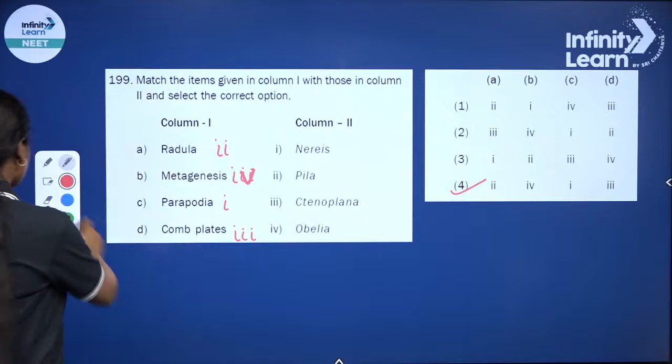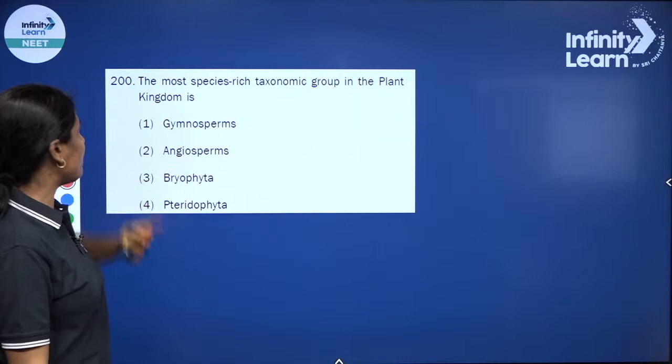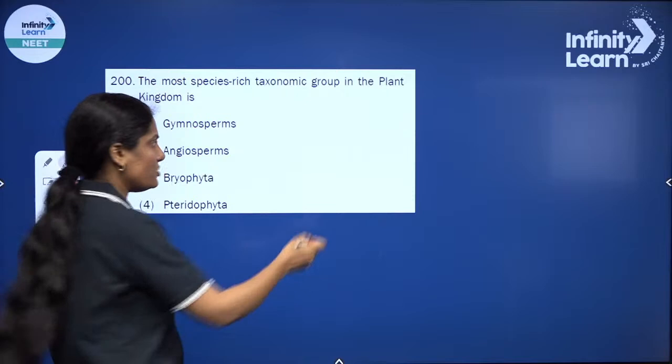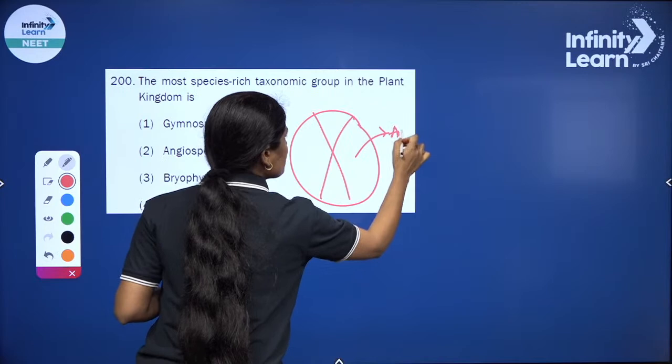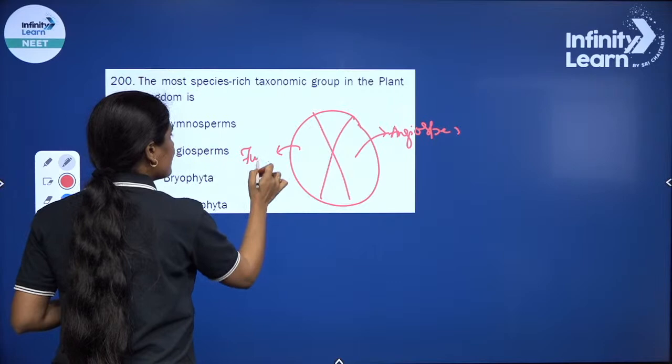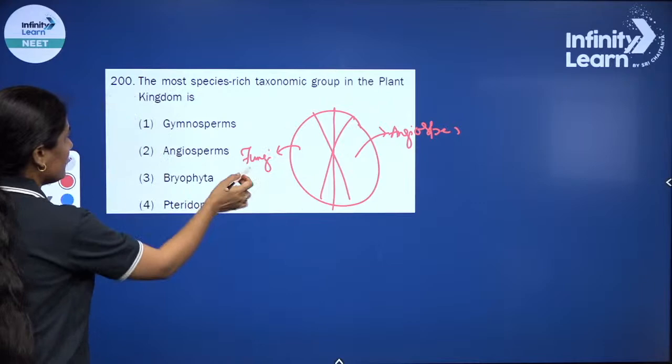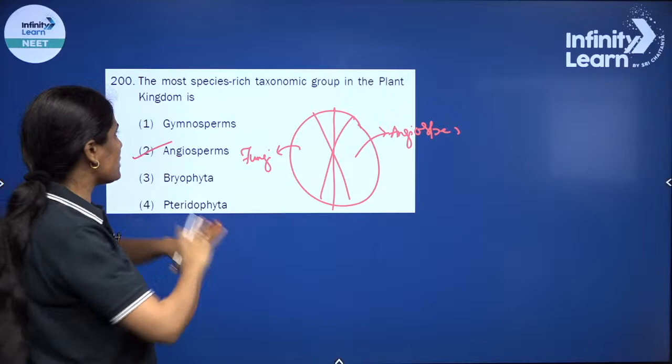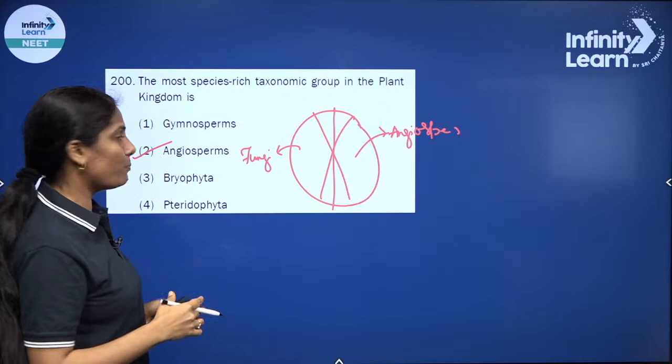Right? And then the most species rich taxonomic group in the plant kingdom. Recall that pie diagram you have in the biodiversity chapter. Most of it you will find will be the angiosperms, right? And of course the fungi on the other hand. We also have the lichens, mosses, all those on the other hand. So most of it will be the angiosperms. Those are the ones which are quite dominant presently in the species rich taxonomic group in the plant kingdom. In the chapter you can see that.